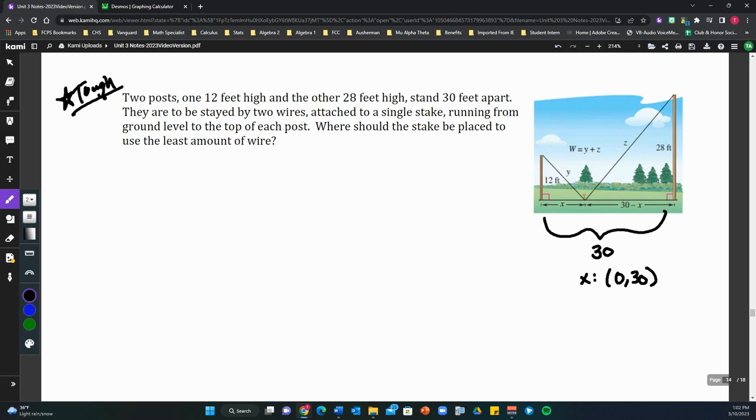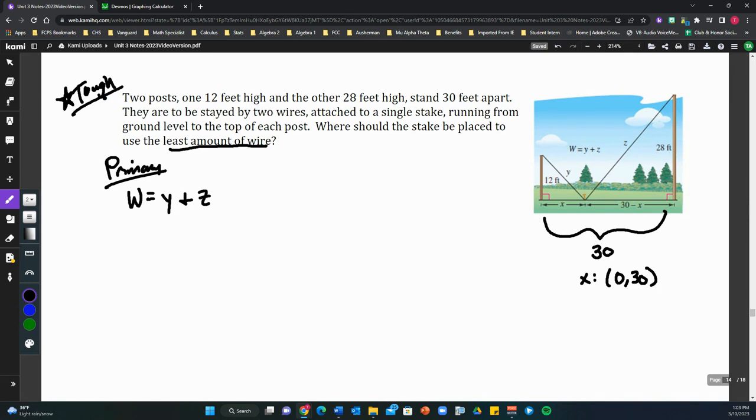Now for the wire itself, the wire is the quantity that we are trying to minimize in this case. So for our primary, we need something about the wire to be our primary equation. So the total length of the wire, we basically are just using one wire and then we stake it down and it stabilizes both of these guys. So the total length of the wire is just these two dimensions added together. So that's why they chose to give each wire its own name, but the quantity of W equals Y plus Z is what we're adding together, and that is the primary equation that we're going to optimize.